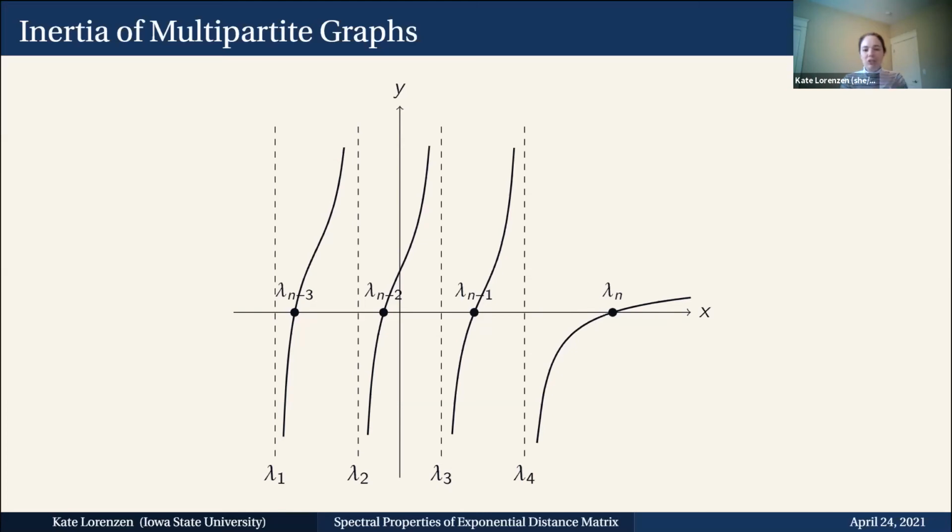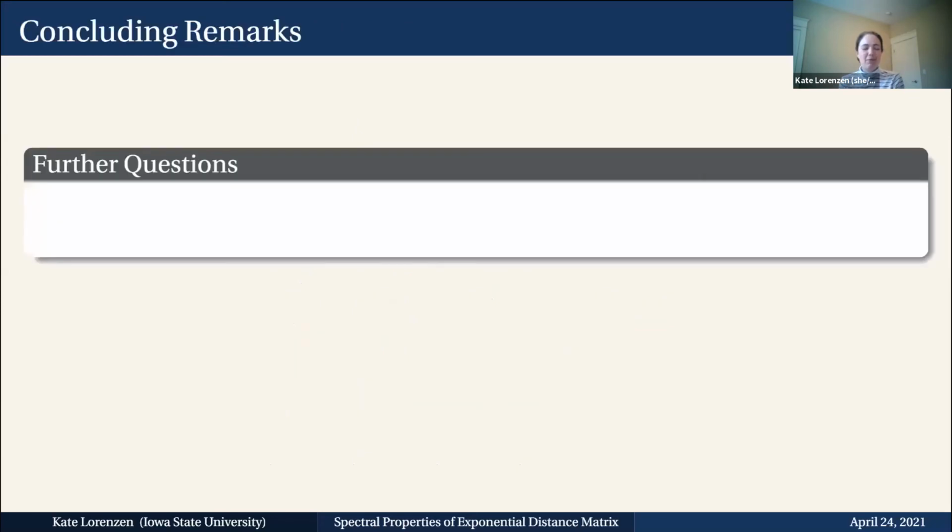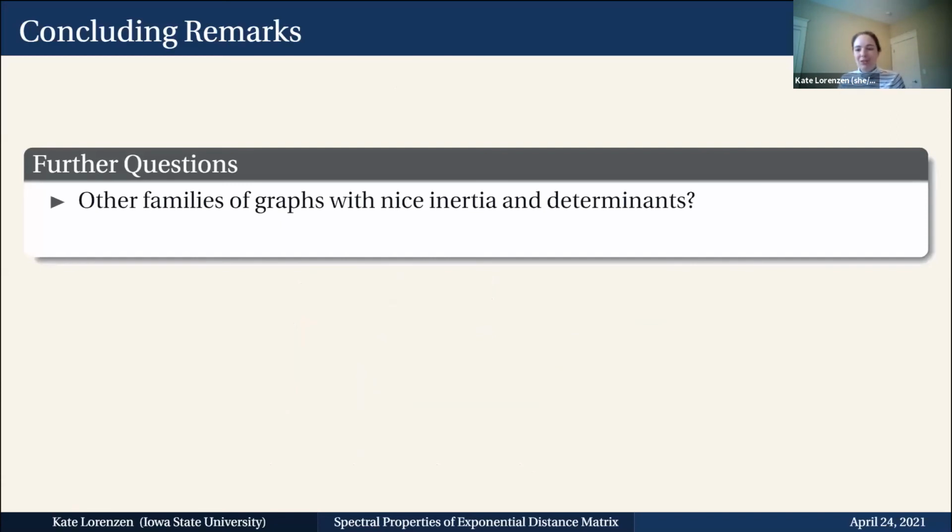All right, so just some concluding remarks here today, some further questions that we can have about the exponential distance matrix. The first would be, are there other families of graphs that have nice inertia or nice determinants out there? Because we were talking about several families today, the candidate I think of is linear 2-trees or co-clique graphs. So instead of iteratively adding leaves, we are iteratively adding cliques to a graph. Instead of attaching a vertex to just one other, we're attaching it to several other vertices.